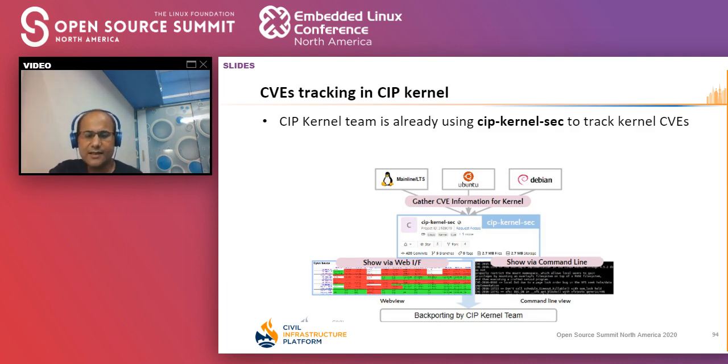This slide you have probably already seen during the CIP kernel presentation. In CIP kernel, there is already a tool, CIP kernel sec, which is tracking the CVEs related to the kernel. But those are currently limited to only the CIP kernel. Our target is to include the CVE tracking tool even for user packages. So as part of CIP core, we are investigating other CVE tracking tools which will be integrated, and later we will see whether they all can be consolidated, or we may continue to track CIP kernel CVEs and user package CVEs separately. This will be decided once we conclude our investigation.